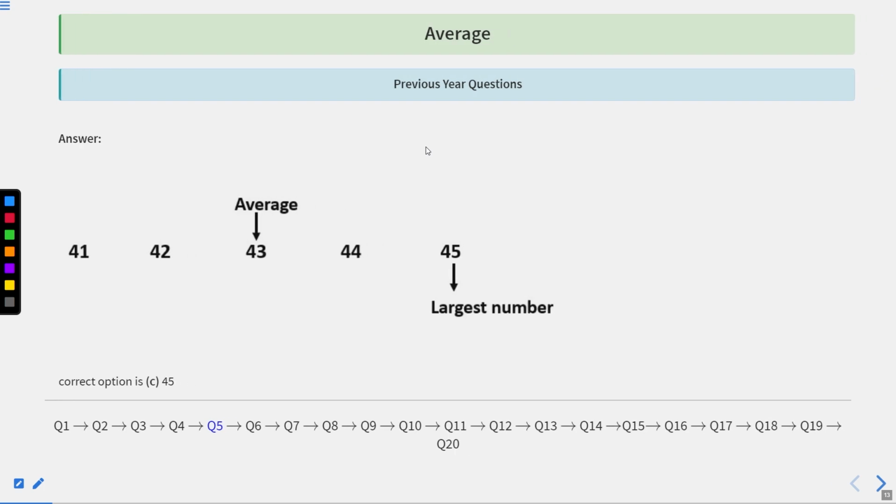Now try to recall that when we have an odd number of terms, the average is the middle term. We are provided that the average of these 5 consecutive natural numbers is 43. That means the middle term is provided to us secretly in the question. And since the middle term is known, you can easily find the left terms and the right terms. Since they are consecutive, the right terms will be 44 and 45, and clearly the largest one is 45. So the correct option here will be option C, that is 45.